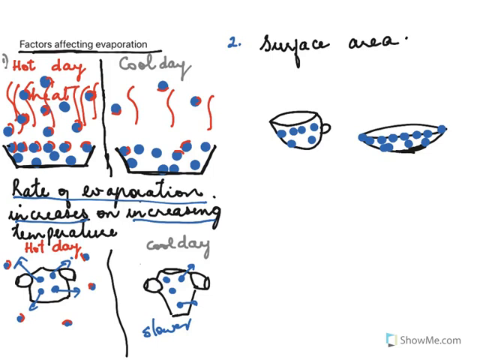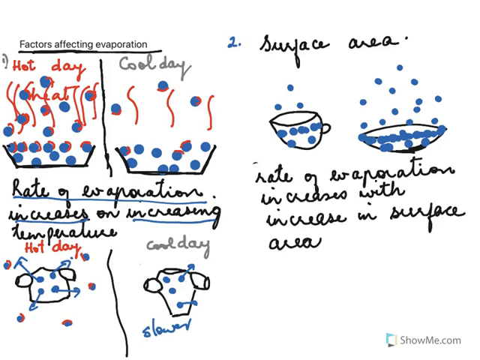If you have seen the tea in a cup, the number of molecules present on the surface is less. But when it comes to the saucer, the number of molecules present on the surface is much more. So here a few molecules will escape at a time. But in the saucer, the number of molecules escaping will be much more, because the surface area is much more. There are more molecules that are able to escape from the liquid.